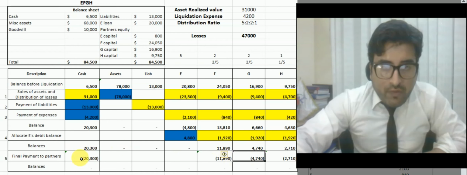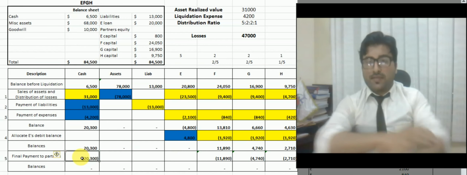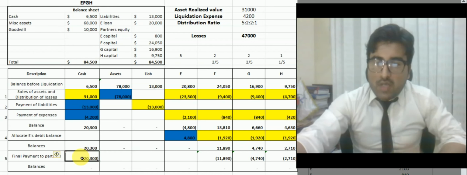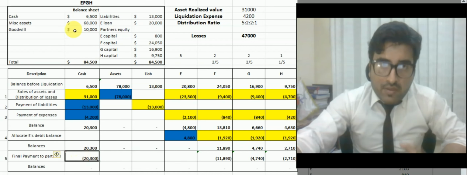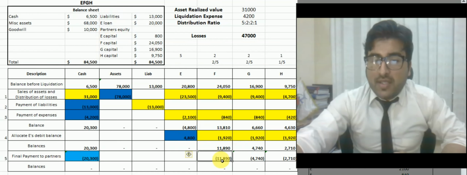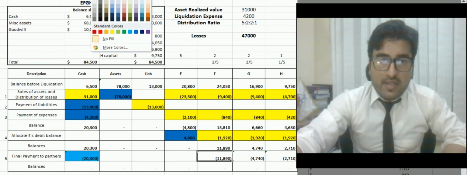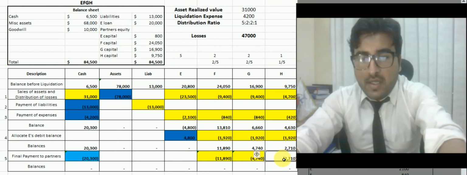Okay, now we have the fifth step. Here we have cash, and the cash is a cash decrease. So a decrease in asset is what? That is credit. Okay, so make it blue, credit. And here a decrease in the capital is debit. So make it debit. So this is debit and debit and debit.